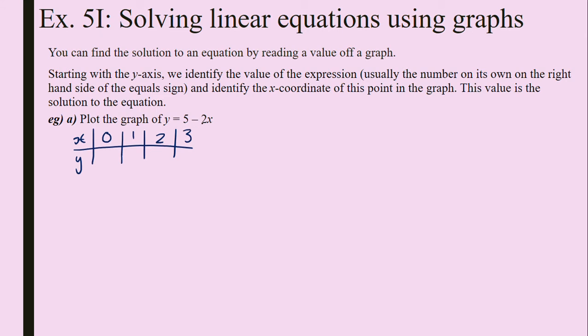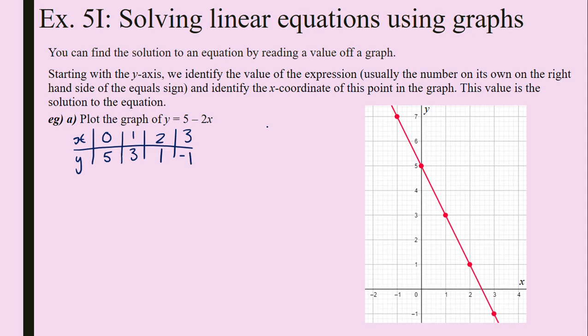When x is 0, 5 minus 2 times 0 is just 5. 5 minus 2 times 1 is 3. 5 minus 2 times 2 is 1, and 5 minus 2 times 3 is negative 1, okay?